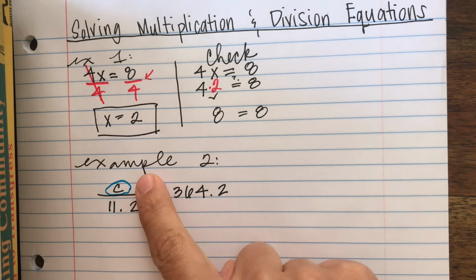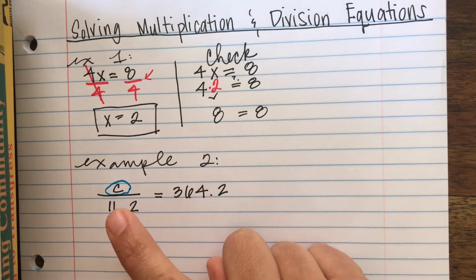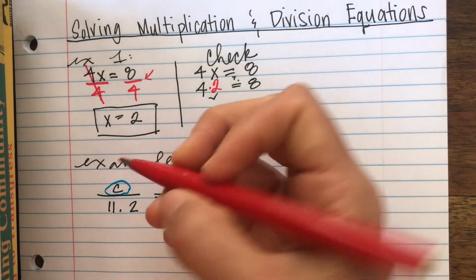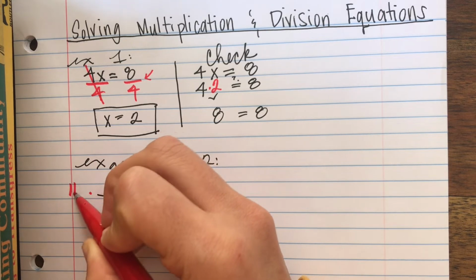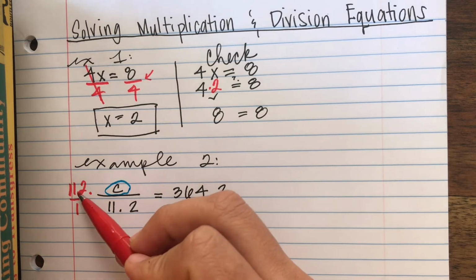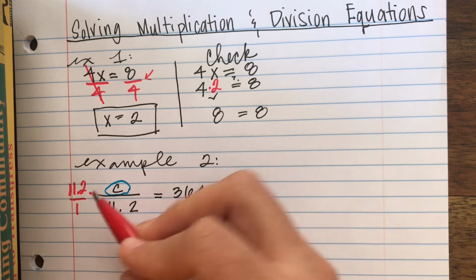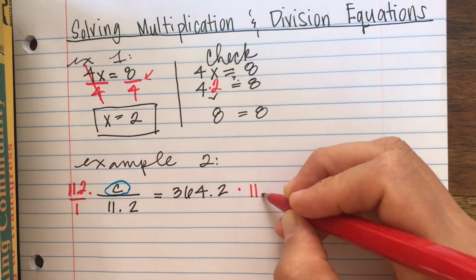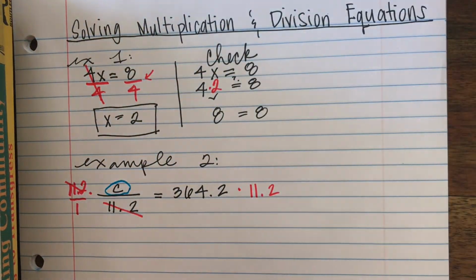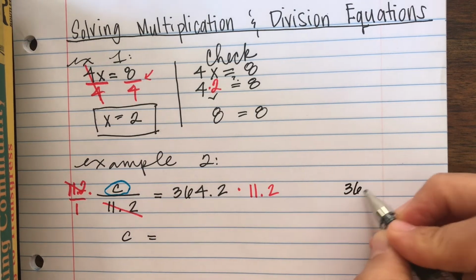In this case, because we have C divided by 11.2, since there's already division, we want to do the opposite of that. So we are going to multiply this side by 11.2 over 1. If we multiply it like this, 11.2 and 11.2 down here can cross cancel. And what I do to one side, I will do to the other side. So these cancel out. Now my C is by itself, and I will complete this operation here on the side.